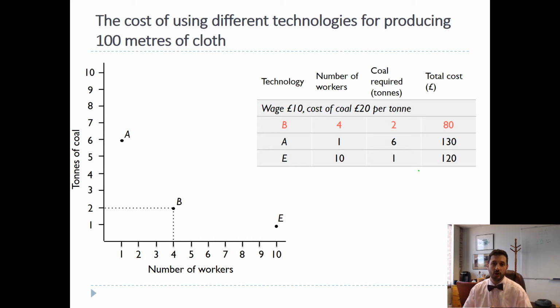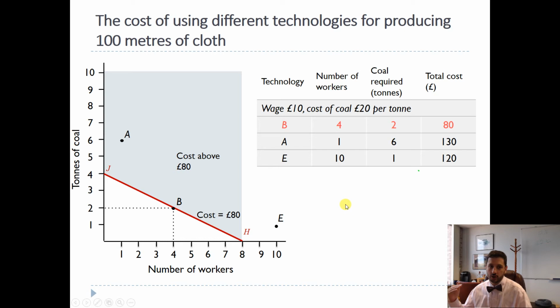So in this case, point B is our lowest cost, right? And so if we were the firm choosing between points A, B, and E, we would choose point B because they all produce, in this case, 100 meters of cloth, right? We're getting the same output, but B is cheaper, so we would produce B.